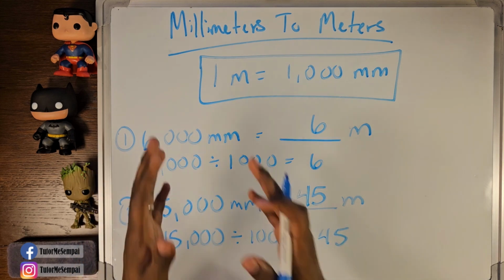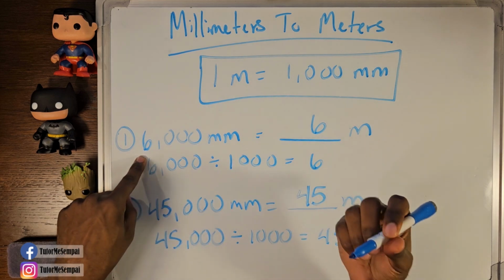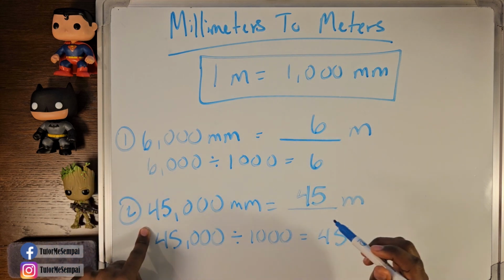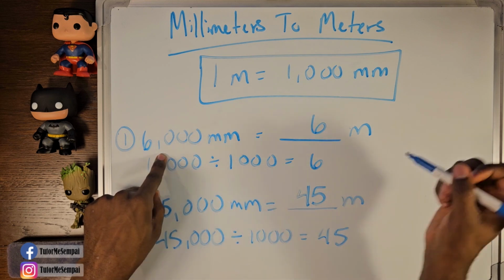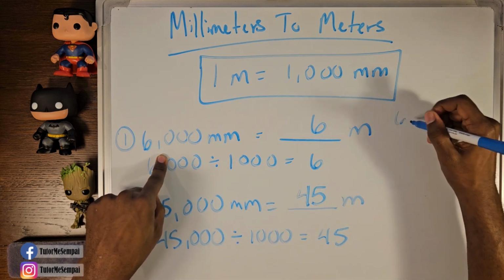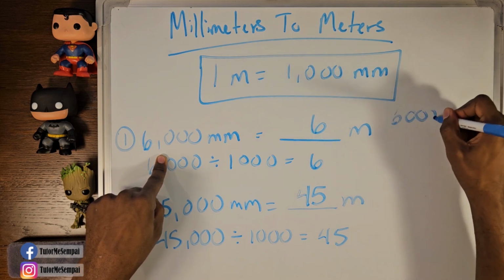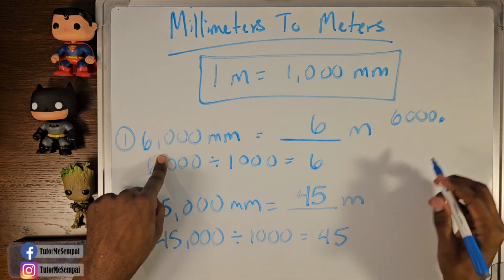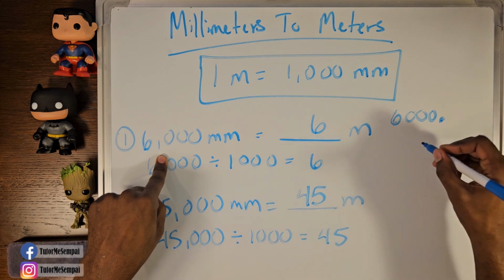But when we're converting from millimeters to meters, notice we also have a shortcut that we can use. Going from 6,000 to 6 and from 45,000 to 45, we're dropping exactly 3 zeros. So let's say we have 6,000, and imagine there was a decimal point there. So we have 6,000 with a decimal point. We're going to 6. So how do we do that?